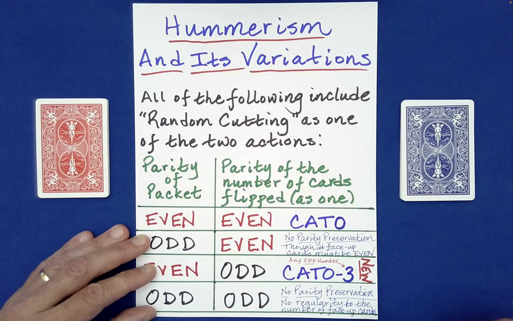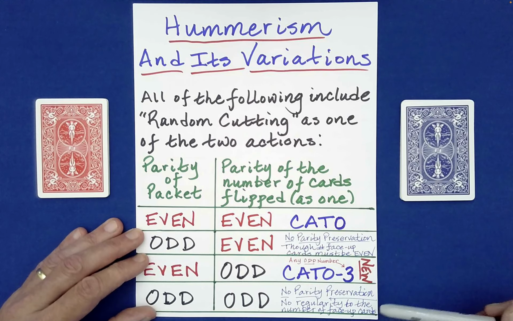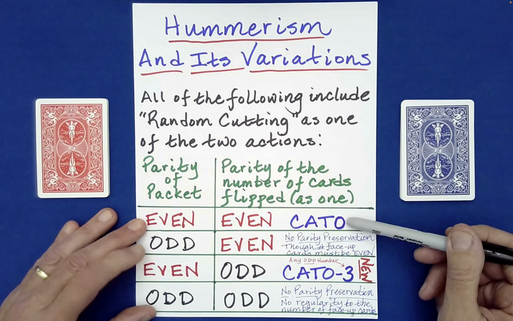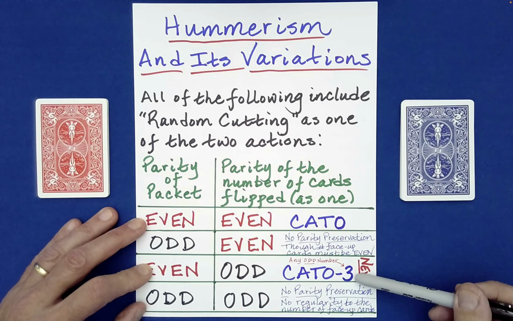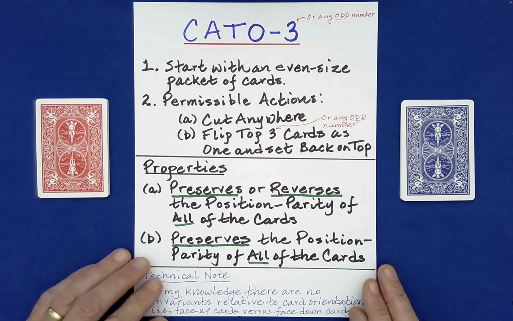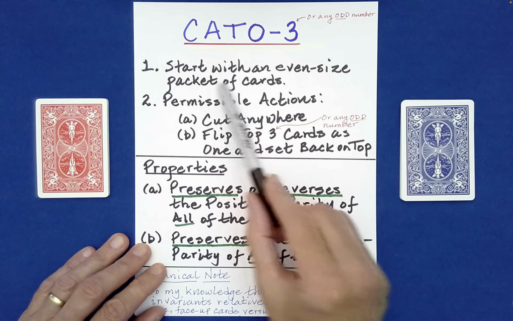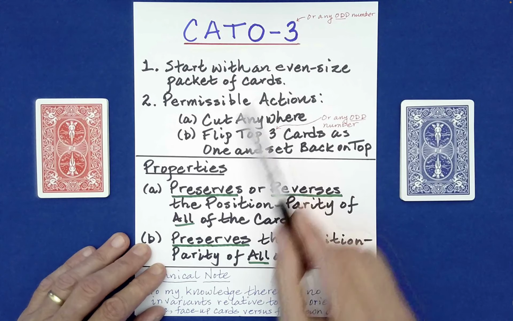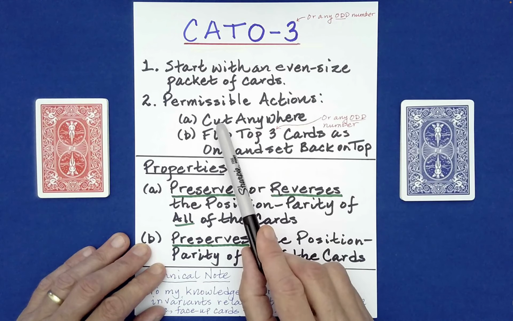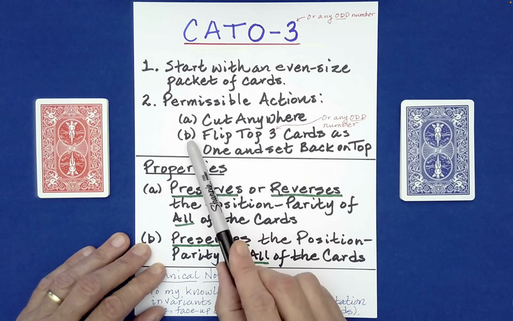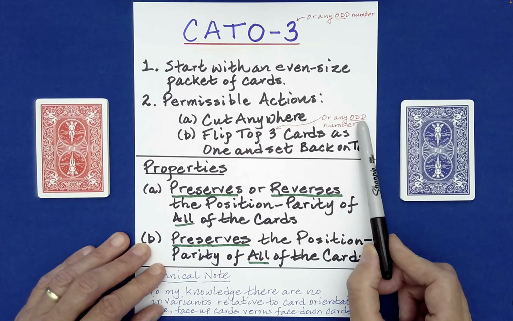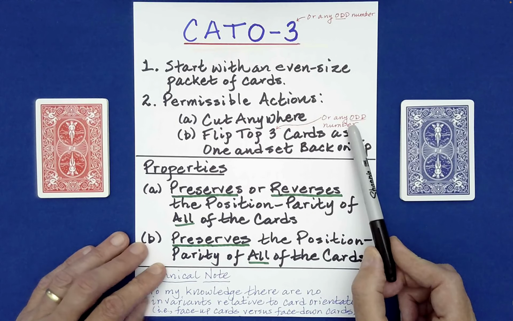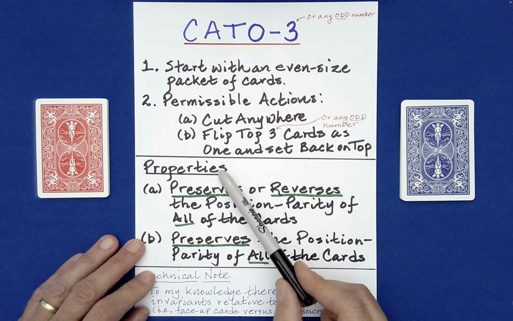Okay, so really the only two cases that provide knowable outcomes that could be leveraged in mathematical card magic are the first one, which is just the standard Hummer shuffle, and this new one that I've been showing you in the series. What I've called CATO-3, we start with an even-sized packet of cards. The permissible actions are, of course, cut anywhere, and then follow that up with flipping over the top 3 cards, or any odd number of cards, and setting them back down on top.